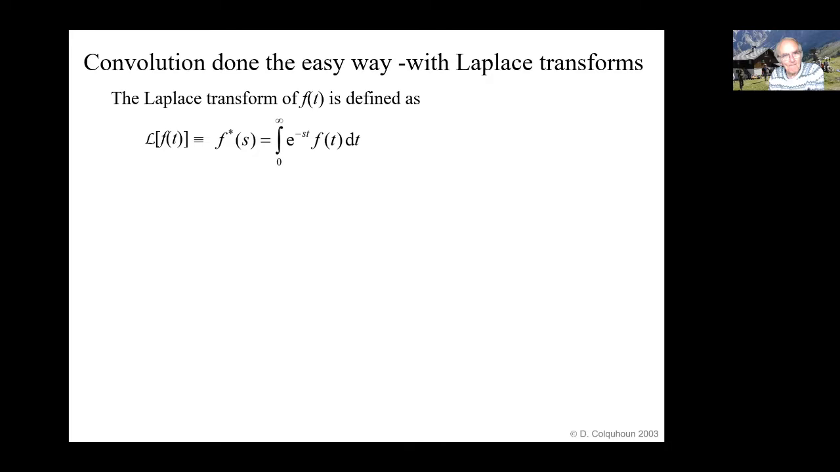You can do it more easily, usually more easily anyway, with the Laplace transform. What's a Laplace transform? The curly L represents the Laplace transform of a function of t. The Laplace transform is usually denoted by a superscript asterisk, and the argument is changed from time to this variable s. The Laplace transform is defined in this way: e to the minus st, f of t, dt. Now, why does that help things?